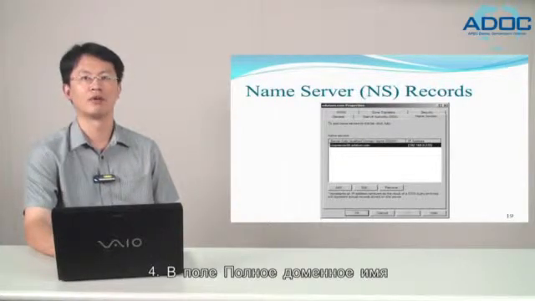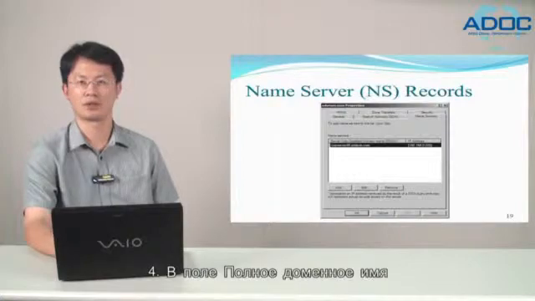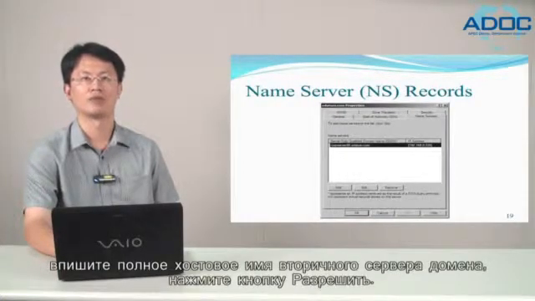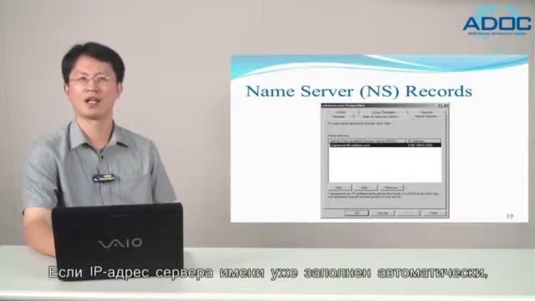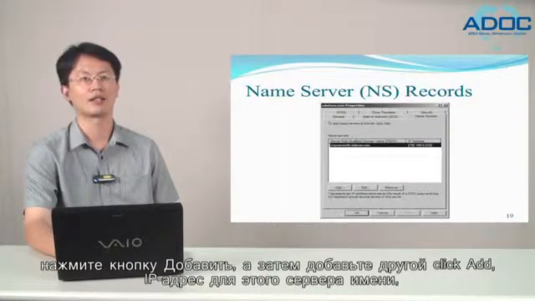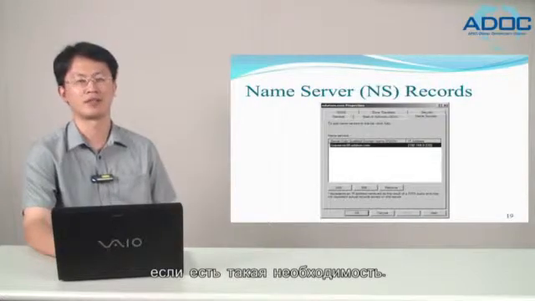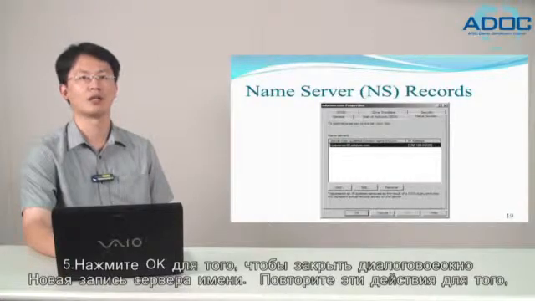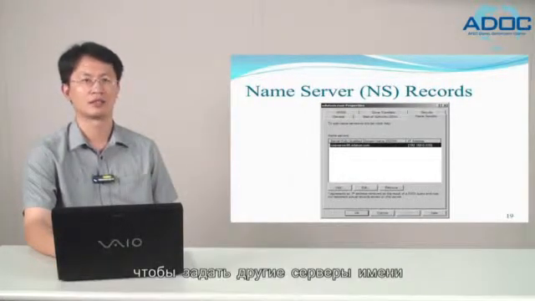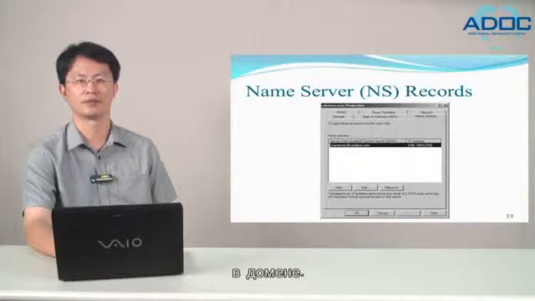Fourth, in the server fully qualified domain name (FQDN) field, type the fully qualified host name of a secondary server for the domain, and click Resolve. If the IP address of the name server is filled in for you, click Add, and then add other IP addresses for this name server as necessary. Fifth, click OK to close the New Name Server Record dialog box. Repeat this process to specify other name servers for the domain.